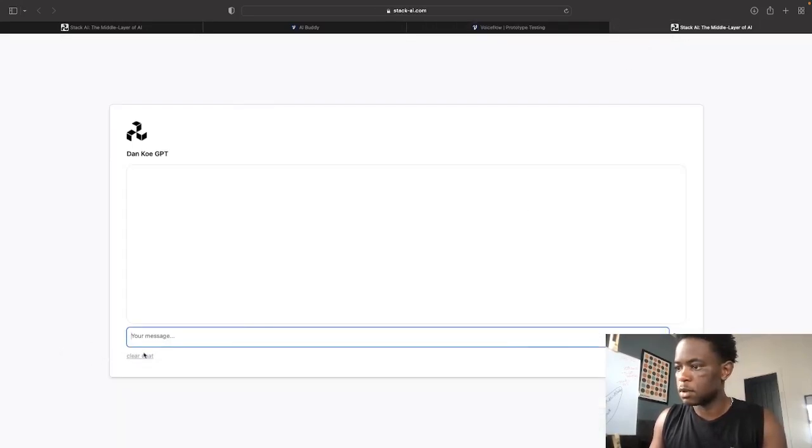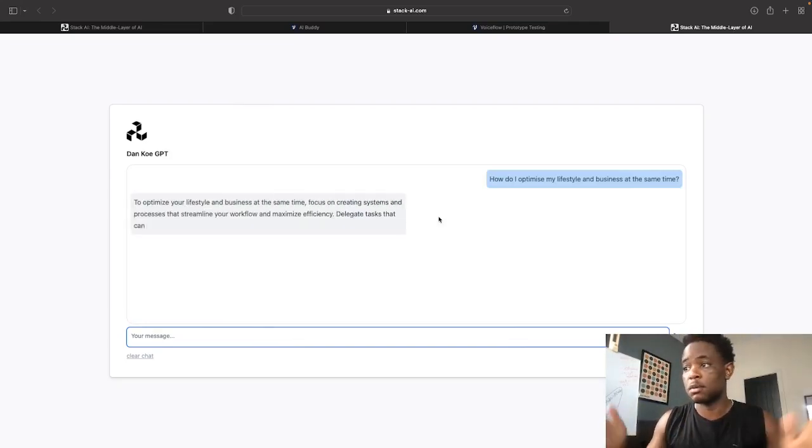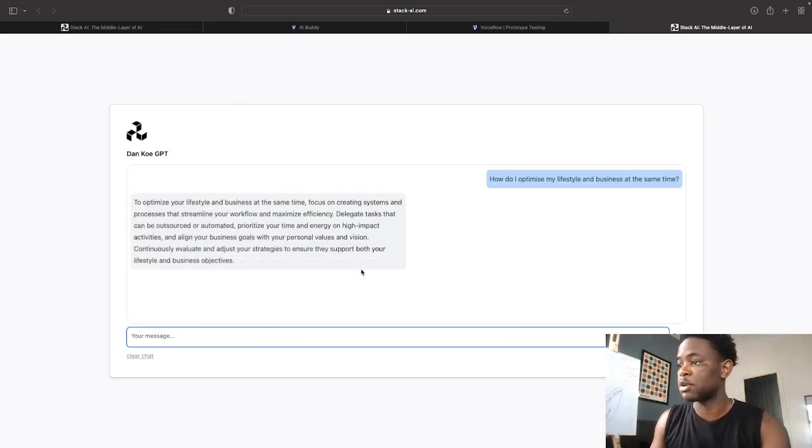Now let's just clear this chat, refresh it. Let's go. How do I optimize my lifestyle and business at the same time? Now let's see how quick. Okay. Immediately, it's really pretty good. To optimize your business at the same time, focus on creating systems and processes that streamline your workflow. Delegate tasks that can be outsourced or automated. Prioritize your time and energy on high impact activities, and align business and personal goals and visions.